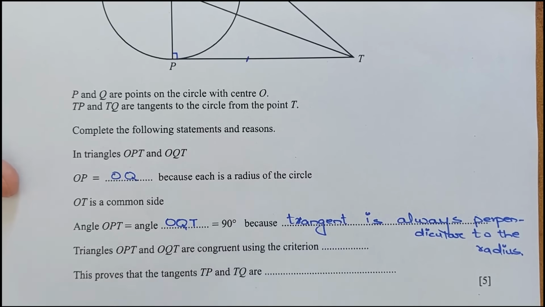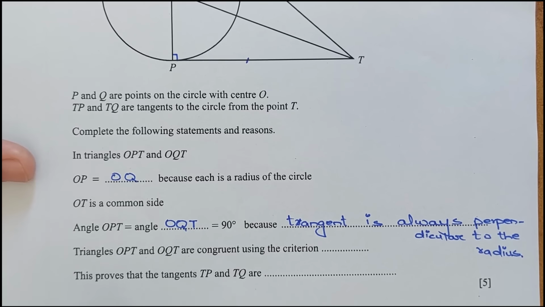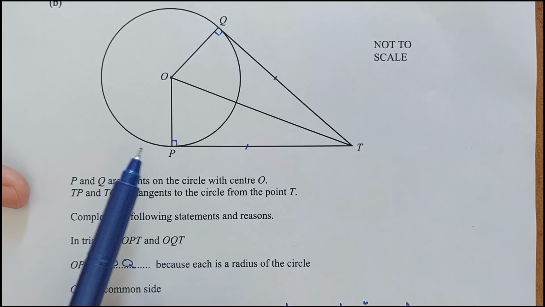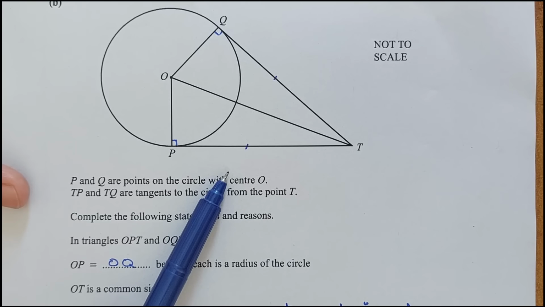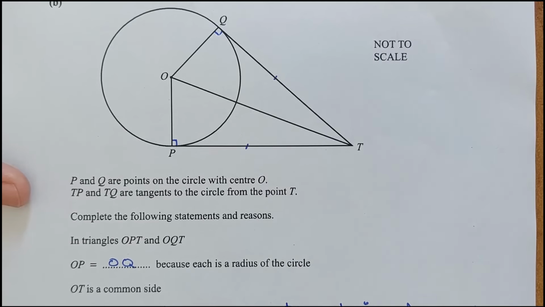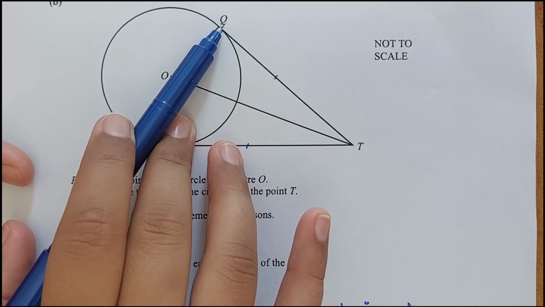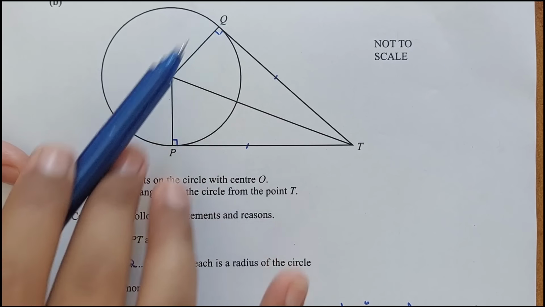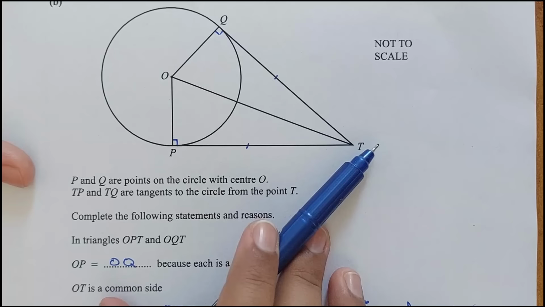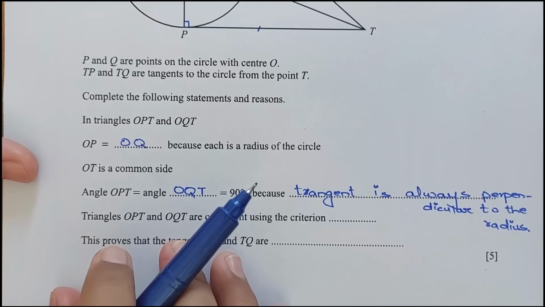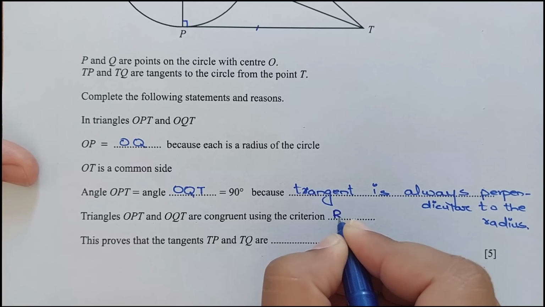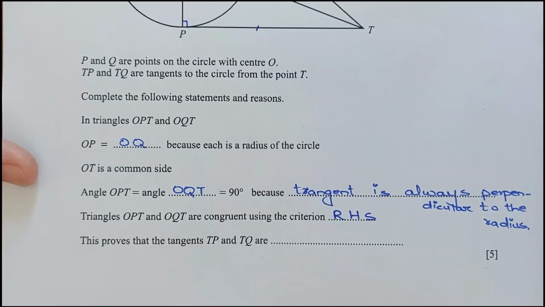Alright, now triangles OPT and OQT are congruent using the criteria. Okay, what is the criteria? It has a common side, side and angle. So they have a right angle, and the hypotenuse OT is common, and one side is common, so RHS. The criteria is right angle, hypotenuse, and side. This proved that the tangents TP and TQ are equal. Tangents are always equal in length.